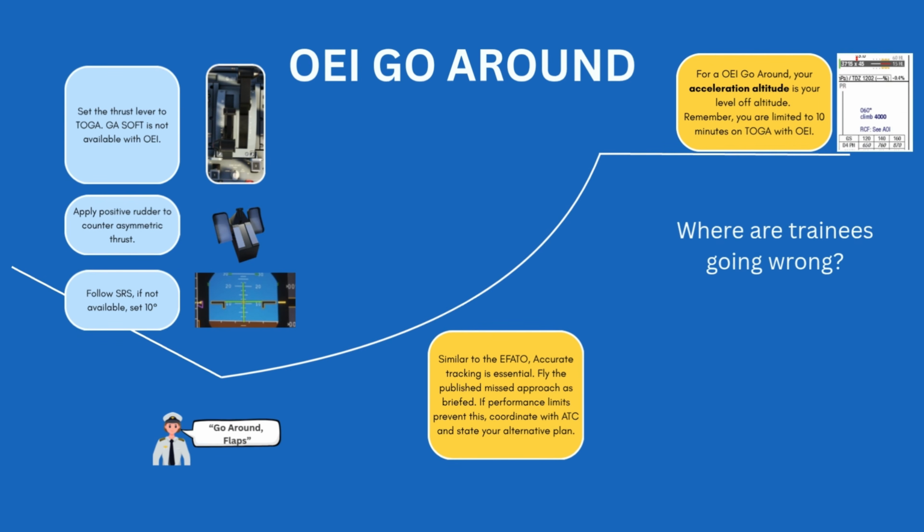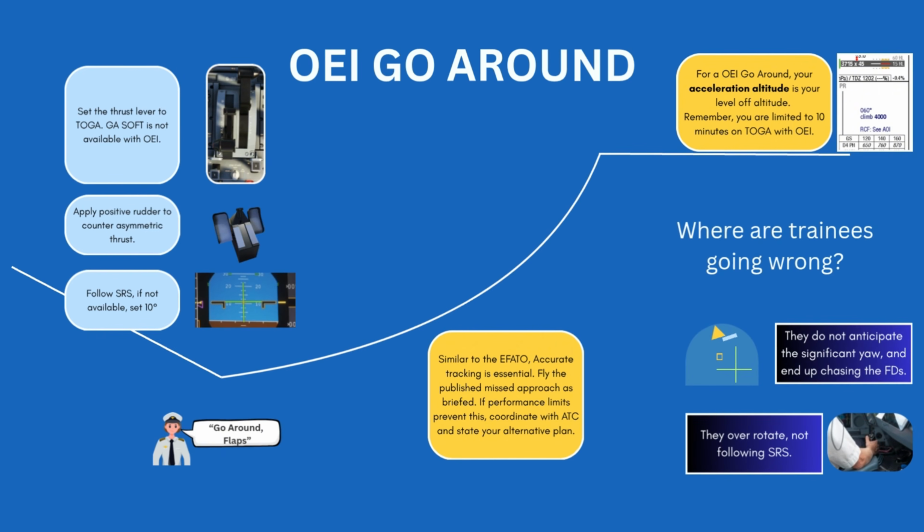So where are trainees going wrong with this? They do not anticipate the significant yaw and end up chasing the flight directors. Or they over-rotate, or rotate too quickly, not following the SRS, and allowing speed to decrease too much.